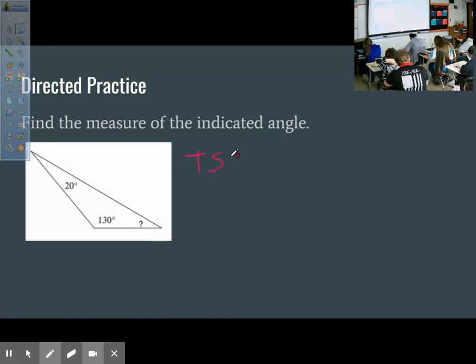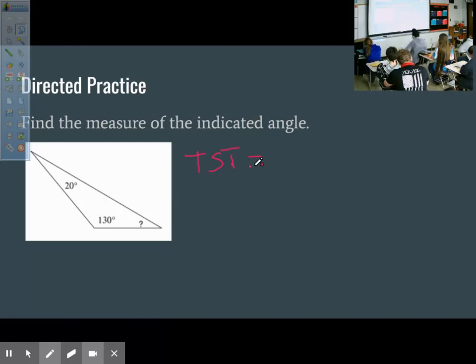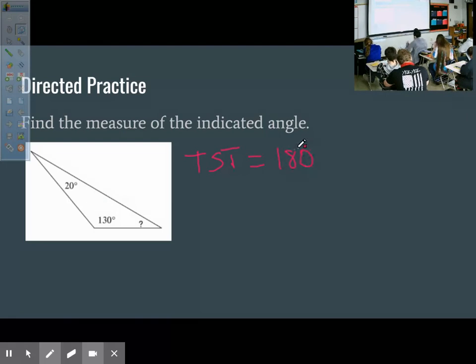Portia, what does this triangle sum theorem say about the interior angles? They all add up to 180. What does TST stand for? Triangle sum theorem. Alright, so if all three of these have to add up to 180, this one's 130 and that one's 20.